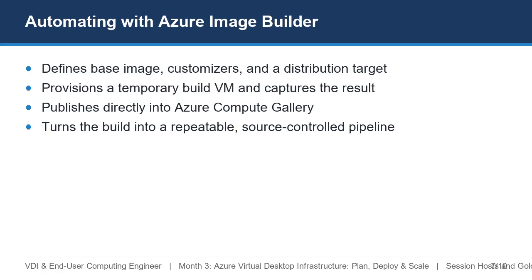Azure Image Builder automates the whole build, generalize, and capture sequence. You define a template with a base image, a list of customization steps like scripts and Windows Update, and a distribution target, and AIB provisions a temporary build VM, applies the customizations, captures the image, and publishes it directly as a new Azure Compute Gallery version. Because the template is just an ARM or Bicep resource, the entire image process becomes repeatable and source-controlled instead of a manual process different engineers do slightly differently.